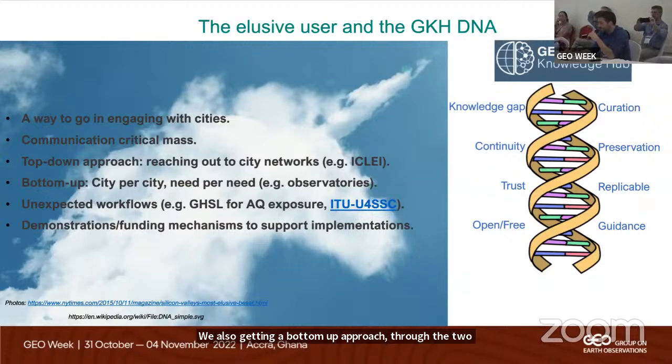actual networks, not personal networks, but the people we are already working with. We are reaching out to individual cities, city per city, need per need. In the toolkit, you can find two very good examples of this from Warsaw and Thessaloniki, where they have built a very pragmatic GIS portal, like an urban observatory, that is powered by many of the toolkit's datasets and tools.